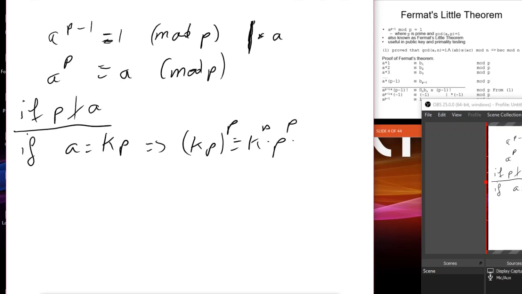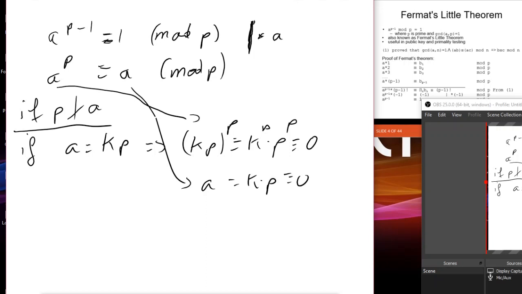P at power p mod p will be equal to 0, and on the other side we have a, which is k times p, which is also congruent to 0 mod p. So what we can notice, in both cases we end with 0, therefore the equality still holds.